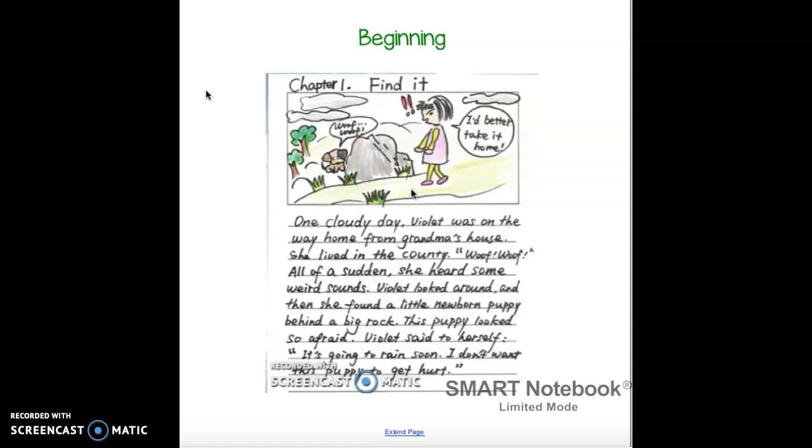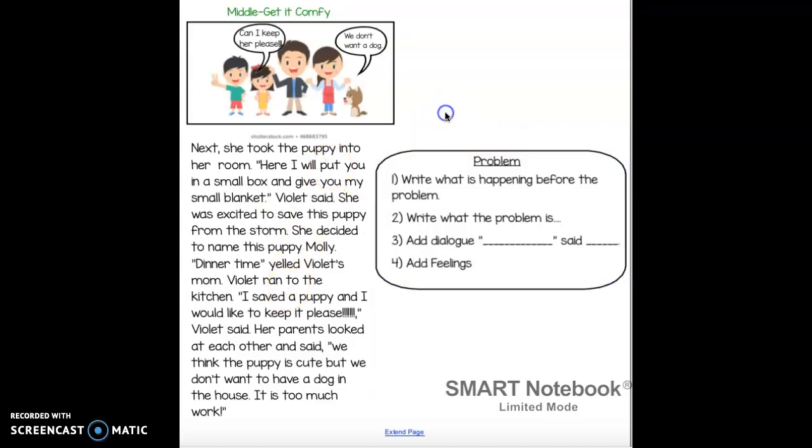So now this is my beginning, okay? I have my beginning written yesterday, so today I'm going to write the middle. So now this is the beginning of the story. Now I'm going to write my middle of the story.